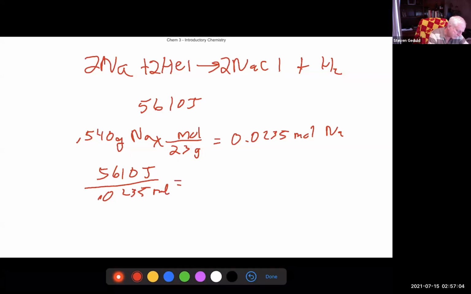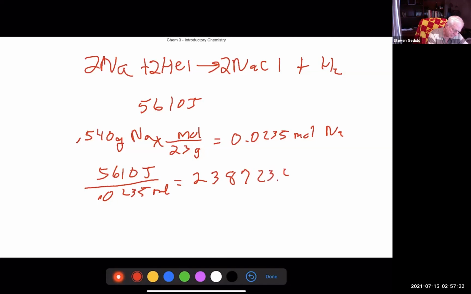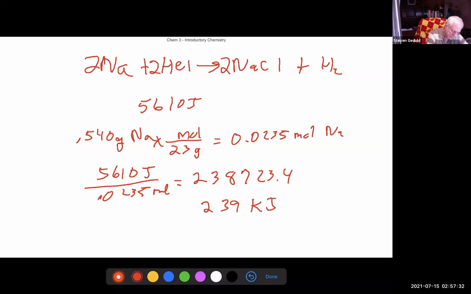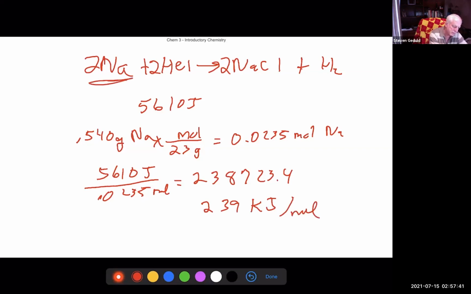So 5610 divided by 0.0235 comes out to 238723.4. And that's in joules. You want it in kilojoules, I assume? 239 kilojoules. Okay. So 239 kilojoules per mole. And if you look at the equation here, we've got 2 moles of sodium. So 2 moles of sodium will be double that amount, because every 1 mole produces that.